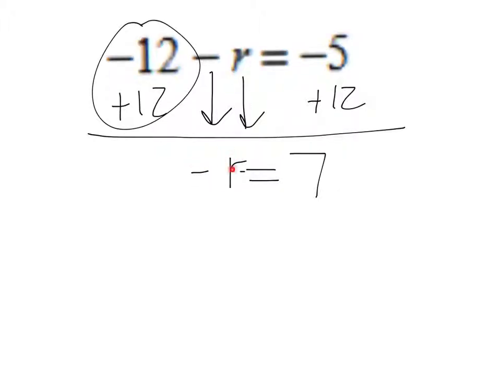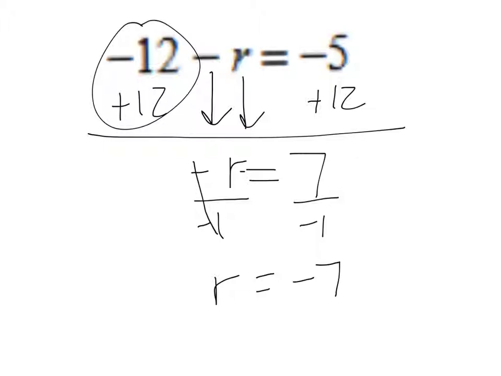this is negative r, so we have to actually divide by negative 1, because we know that when you divide by a negative, the negatives cancel, so r is equal to, now this is positive 7 divided by negative 1. So positive divided by negative is a negative, and then we get 7.